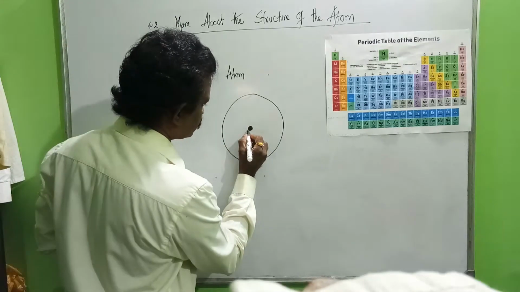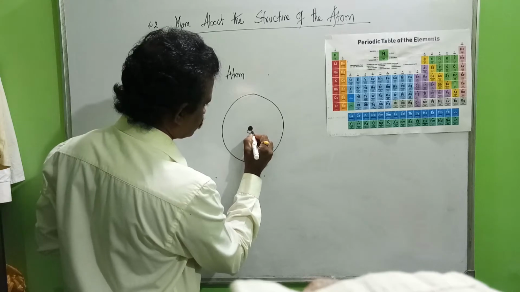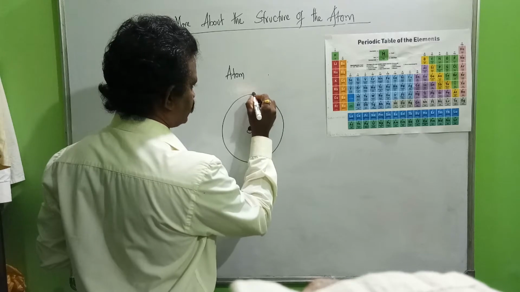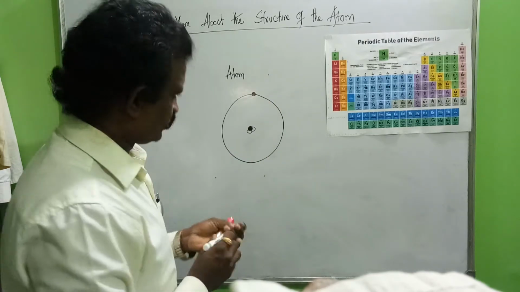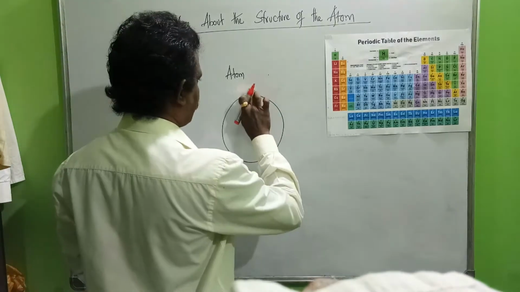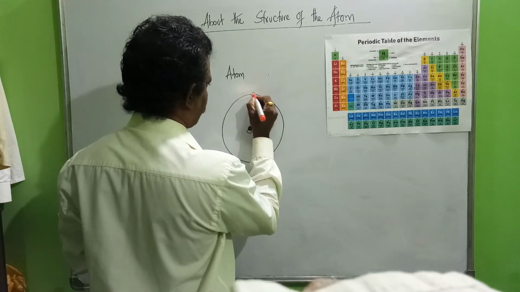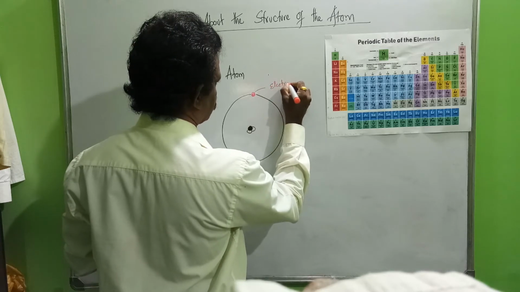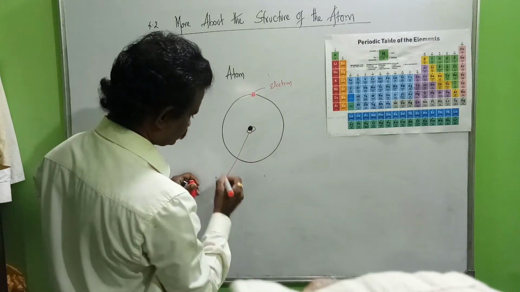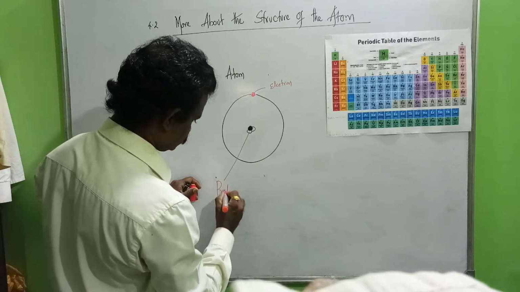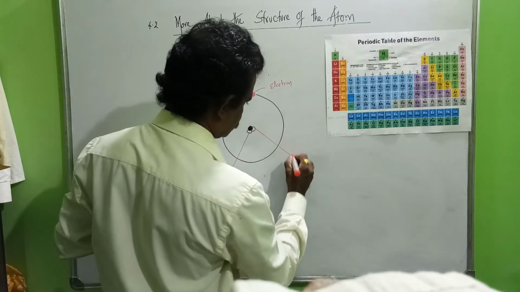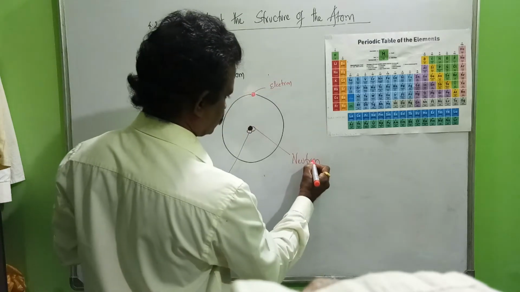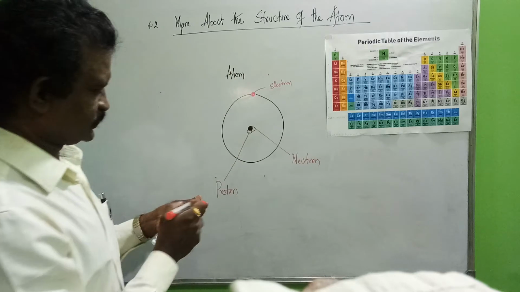This is called nucleus here, and you have proton and neutron and electron here. Okay, if you want, I'll just put a different color here. So electron, I'll show you in red color. Correct. This is electron. This is proton, and this is neutron. Clear? Okay. Now this is the structure of an atom.